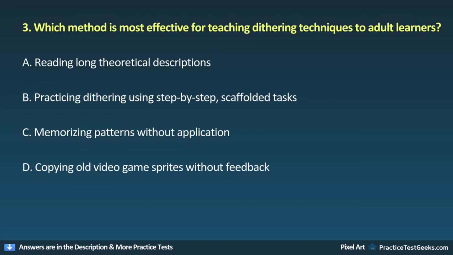3. Which method is most effective for teaching dithering techniques to adult learners? A. Reading long theoretical descriptions. B. Practicing dithering using step-by-step scaffolded tasks. C. Memorizing patterns without application. D. Copying old video game sprites without feedback.